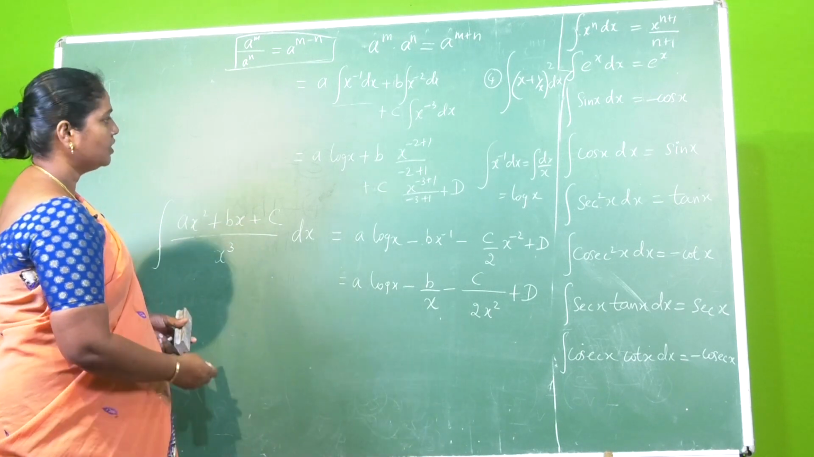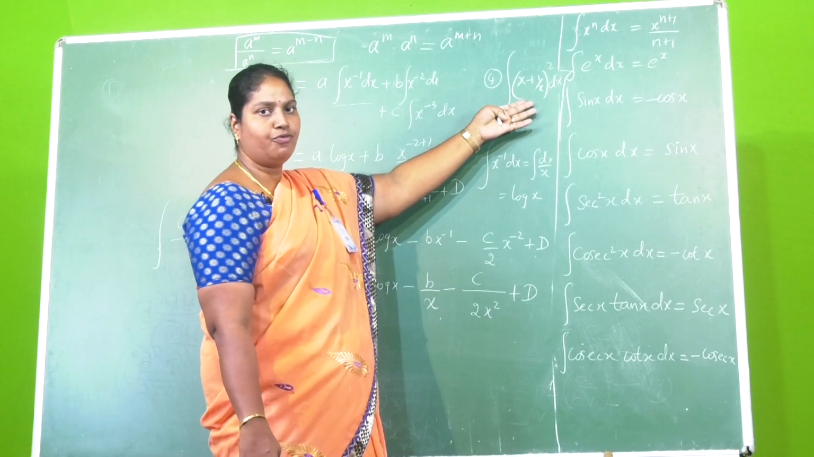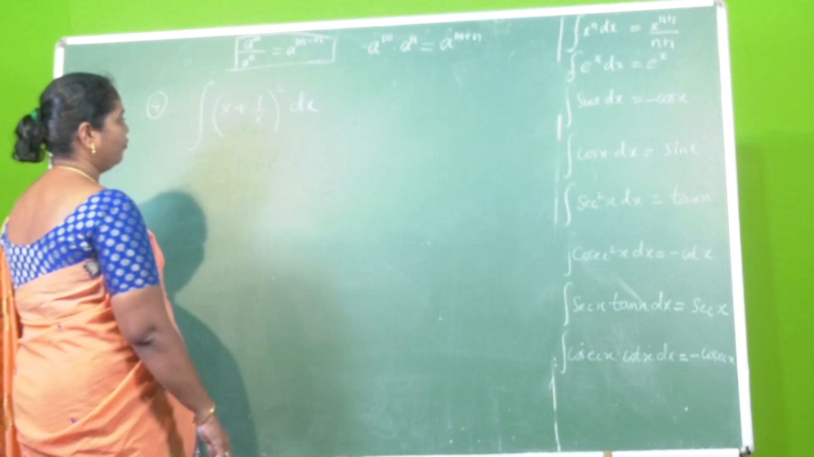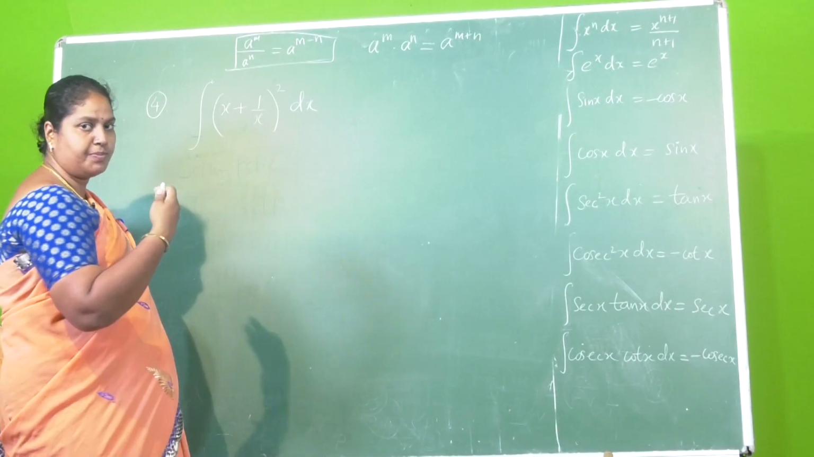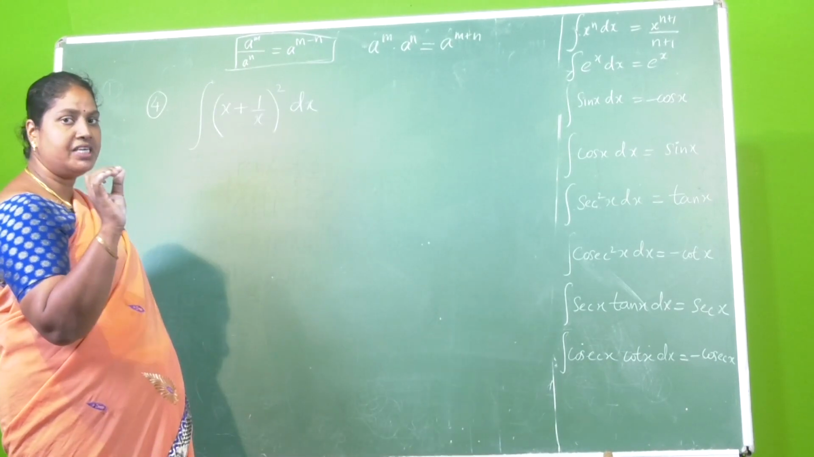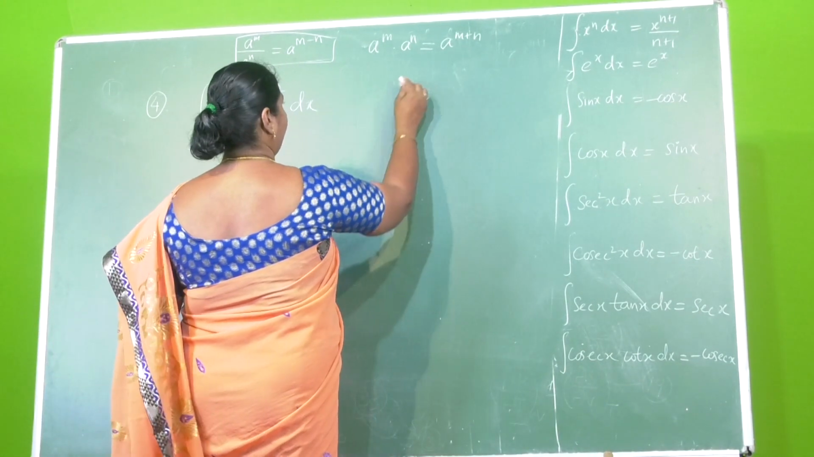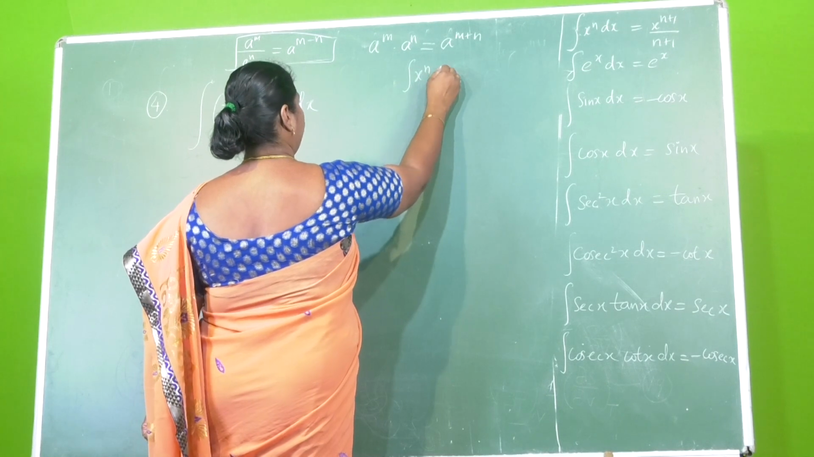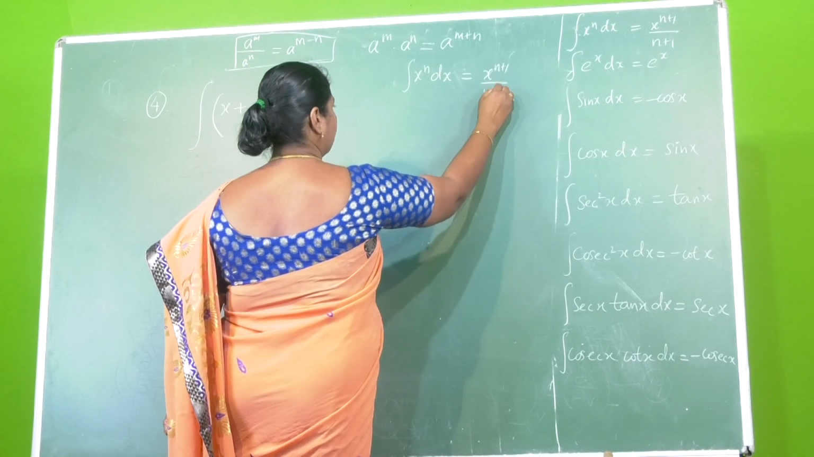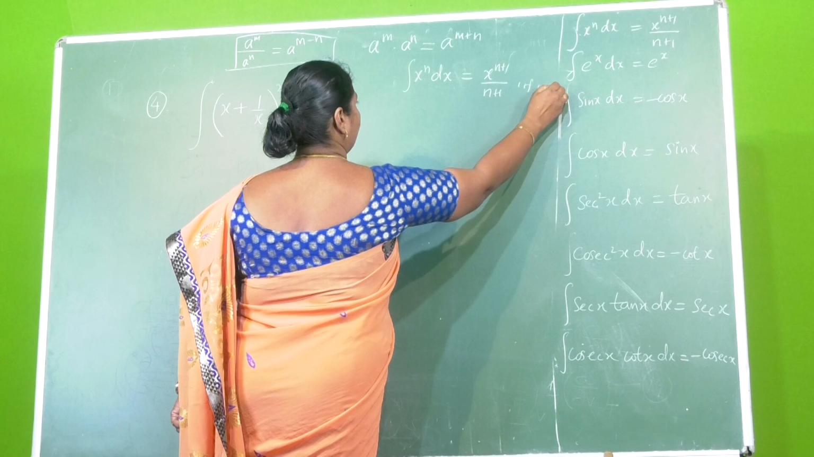Okay. So now, shall we solve the problem number 4? Okay, dear students, now let's solve the problem number 4, that is integral x plus 1 by x the whole square dx. So students, please be aware that we can apply this integration again and again. What is that? Integral x power n dx equal to x power n plus 1 by n plus 1, provided n is not equal to minus 1.